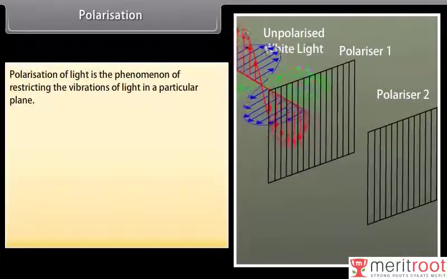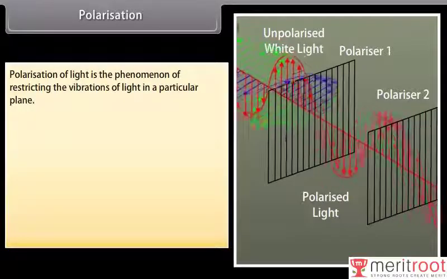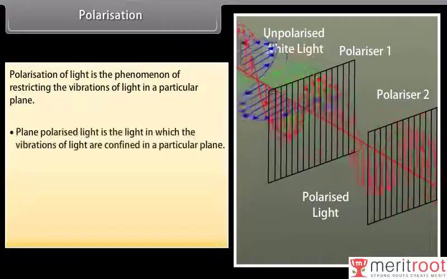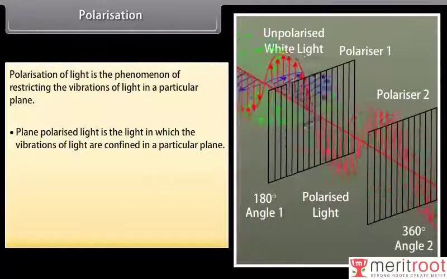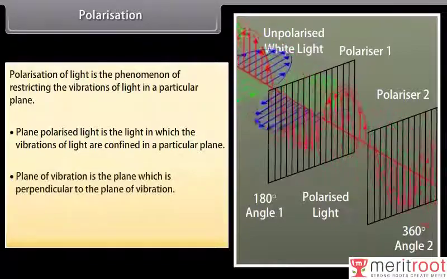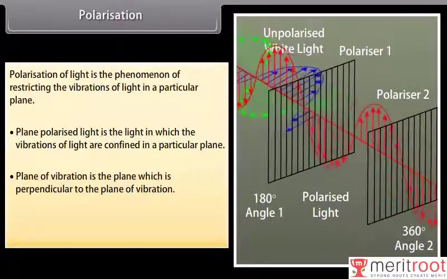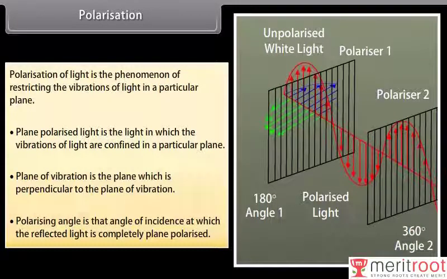Polarization. Polarization of light is the phenomenon of restricting the vibrations of light to a particular plane. Plane polarized light is the light in which the vibrations are confined in a particular plane. Plane of vibration is the plane which is perpendicular to the plane of polarization. Polarizing angle is that angle of incidence at which the reflected light is completely plane polarized.